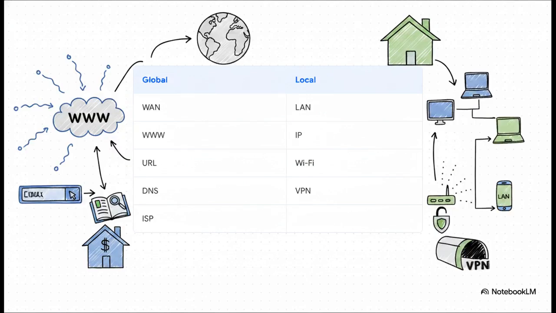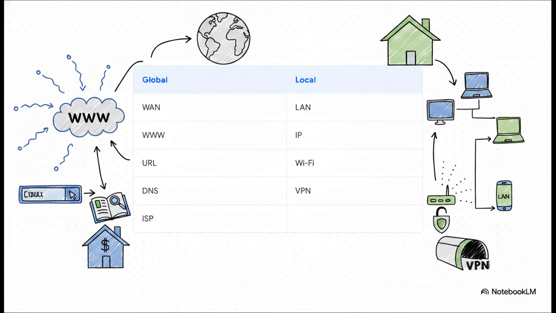So how does all this connect to the world? Well, on a global scale, your ISP, your internet service provider, is who you pay every month. They hook you up to the WAN, the Wide Area Network, which lets you surf the WWW, the World Wide Web. When you type in a website, you're entering a URL, a Uniform Resource Locator, and the DNS, Domain Name System, basically acts like a giant internet phone book to translate that URL into a location.